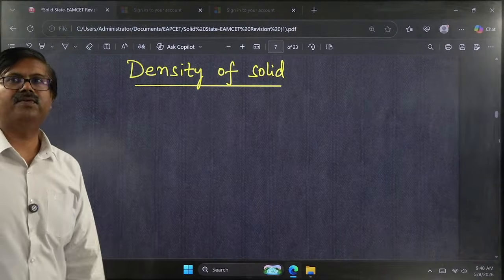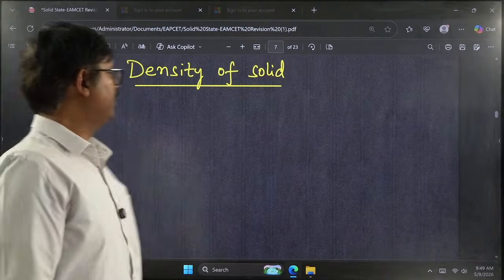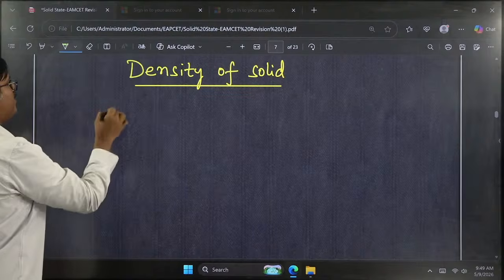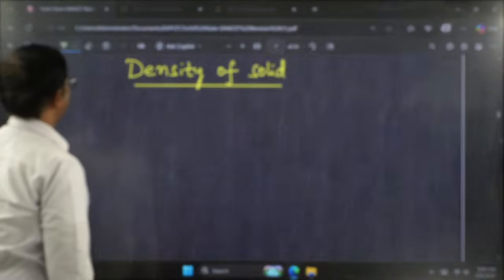Next, density of solid. See, we know the density formula is what? Mass by volume.